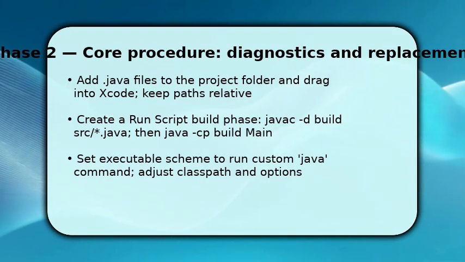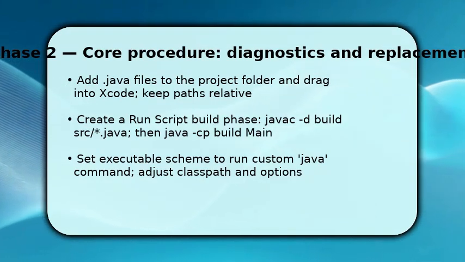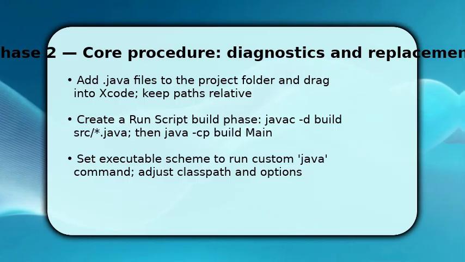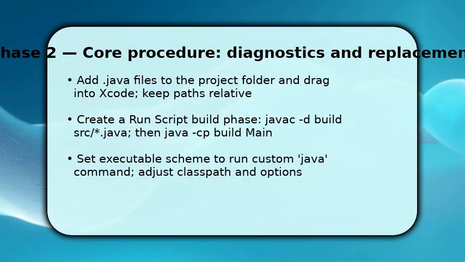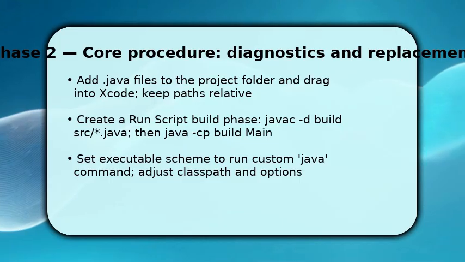You now add Java source and tell Xcode how to compile it. Drag your Java files into the project so they appear in the navigator and ensure they are copied into the target folder. Then add a run script build phase. Compile with javac -d $BUILT_PRODUCTS_DIR $SRCROOT/Java and run with java -cp $BUILT_PRODUCTS_DIR Main.